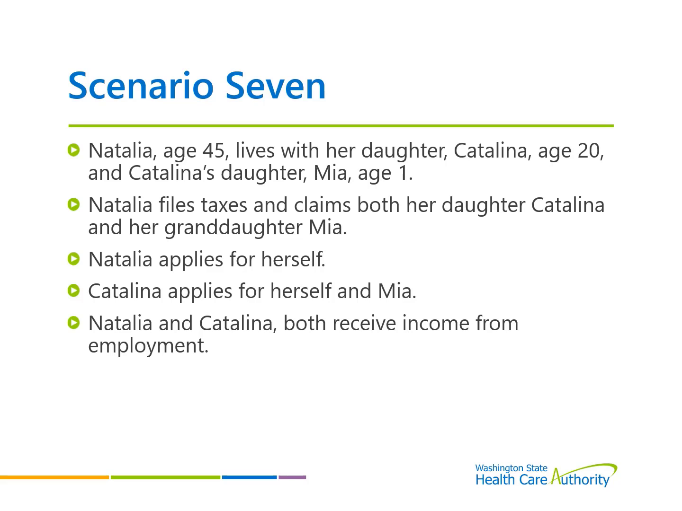Scenario 7. Natalia, age 45, lives with her daughter Catalina, age 20, and Catalina's daughter Mia, age 1. Natalia files taxes and claims both her daughter Catalina and her granddaughter Mia. Natalia applies for herself. Catalina applies for herself and Mia. Natalia and Catalina both receive income from employment.